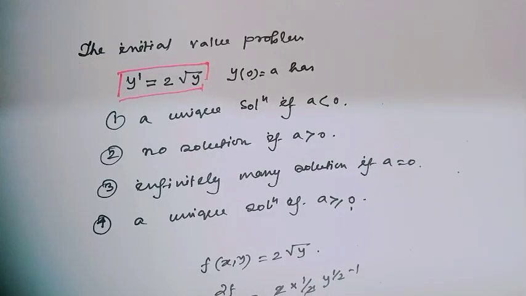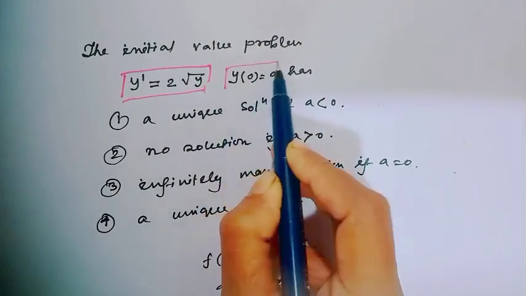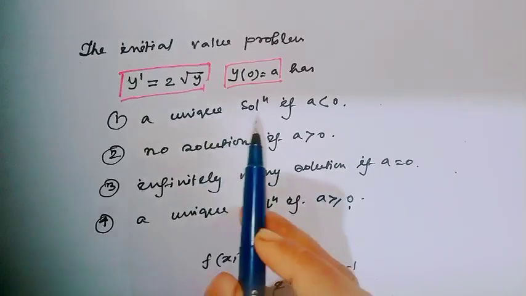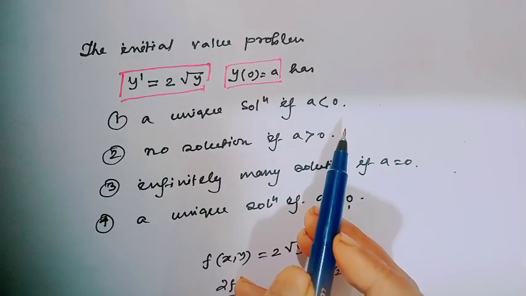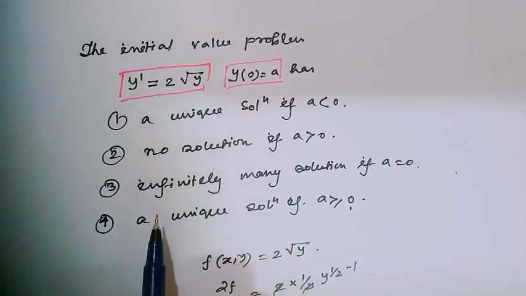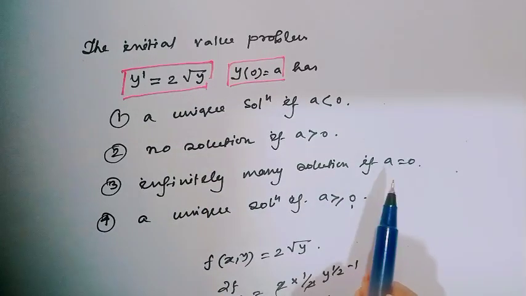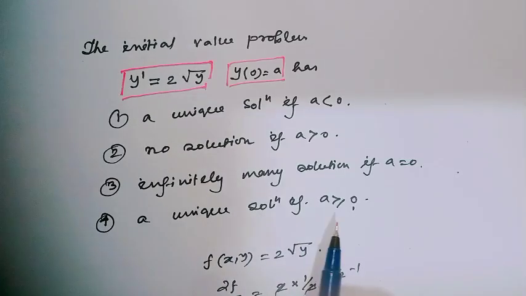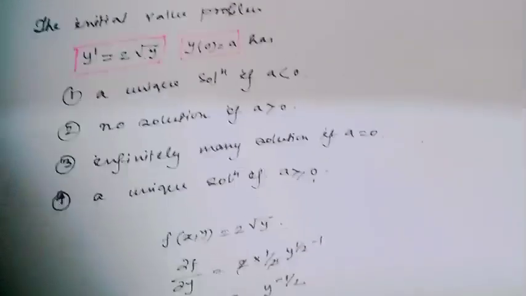Say one question which had come in CSIR NET exam. The question is y prime equal to 2 square root of y with the initial condition y(0) equal to a. Option 1: unique solution if a less than 0. Option 2: no solution if a greater than 0. Option 3: infinitely many solutions if a equal to 0. Option 4: unique solution if a greater than or equal to 0.